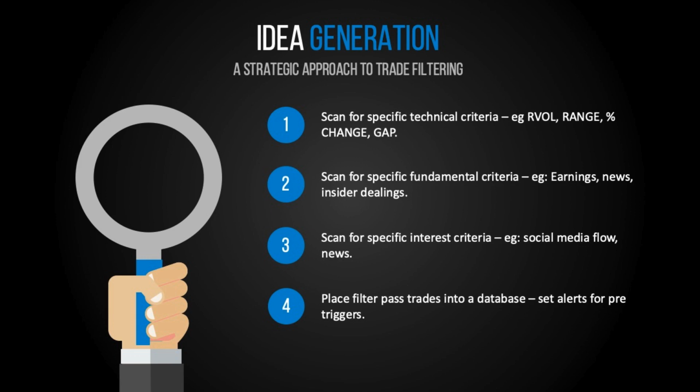trades that have gone through the filter into a database and then setting alerts for a pre-trigger. So let me explain this. So you'd basically say, okay, well, I've put these trades through a filtering process, whatever that is. Is that my range? Is that my percentage change? That would be the easiest one.